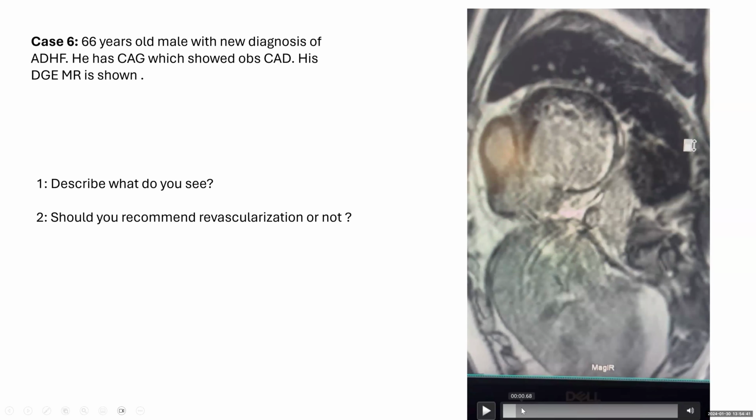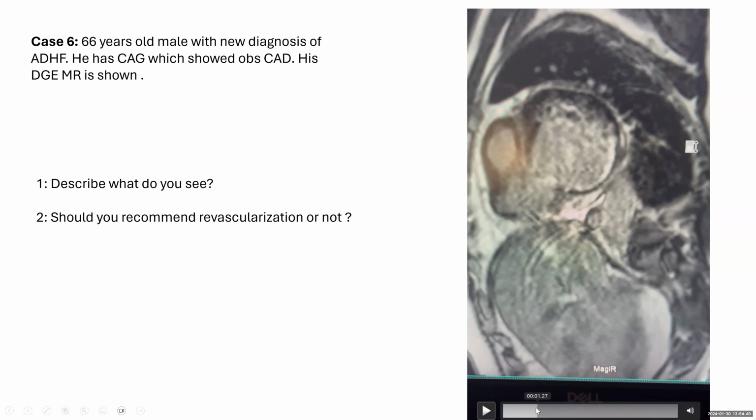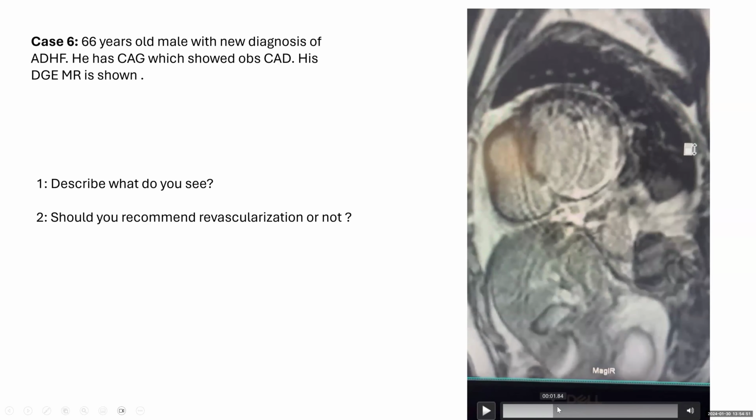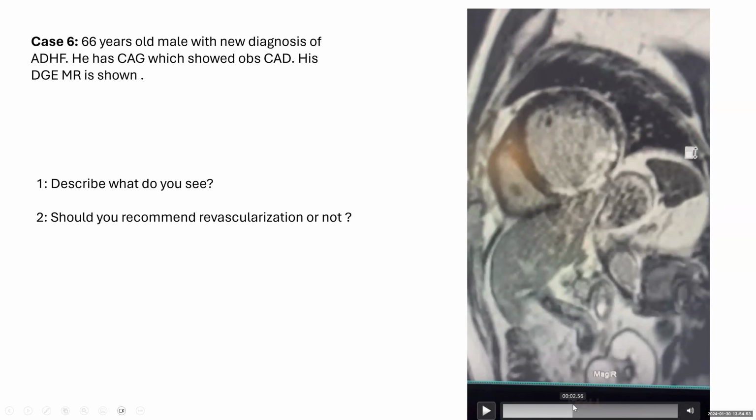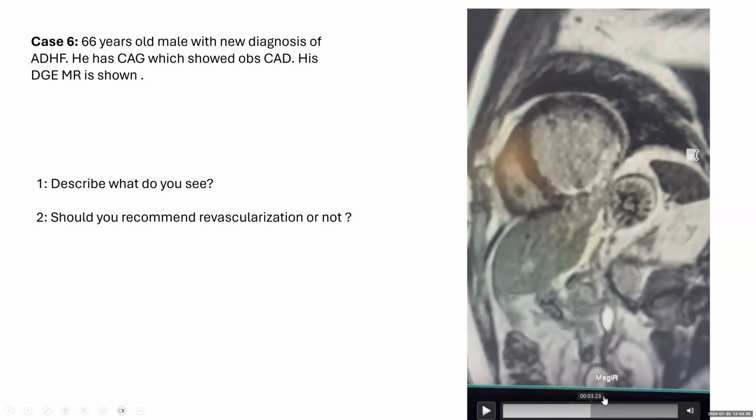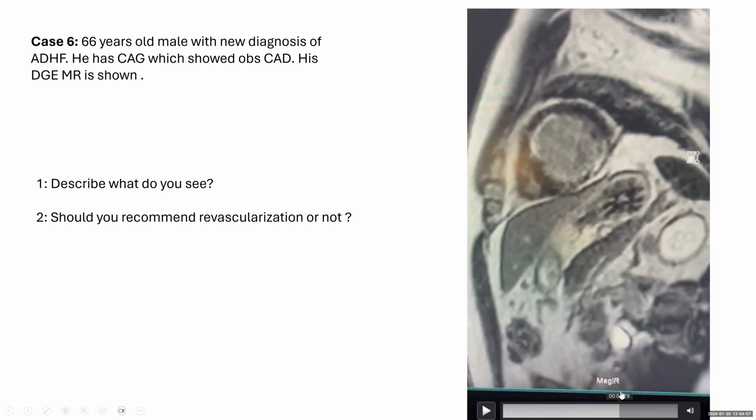So let's start from here. We see delayed enhancement in the basal, lateral, and infralateral. As we go down, continue to go mid, distal, distal. The apex is kind of preserved actually because it's supplied by something else.